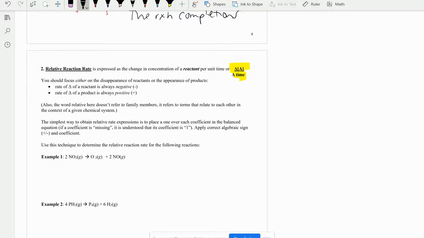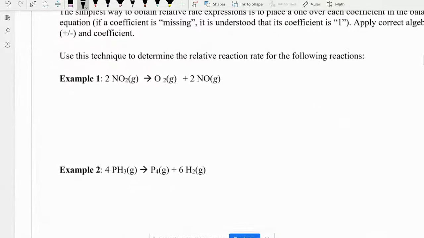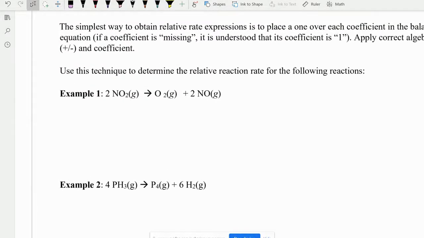So let's go ahead, and I have two examples here in our notes, two different reactions. As you can see, and as I just mentioned, you need a balanced chemical reaction. So it's telling us above, the simplest way to obtain the rate is to place a 1 over each coefficient in the balanced chemical reaction. So let's take a look at this first one. You see that this is a coefficient of 2. I just circled it. So you would say a negative 1 over 2. And I'm going to set up the expression.